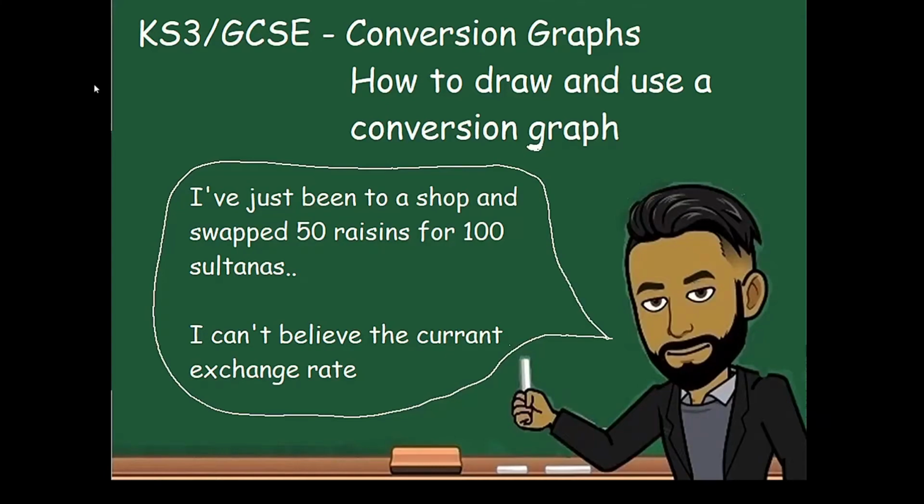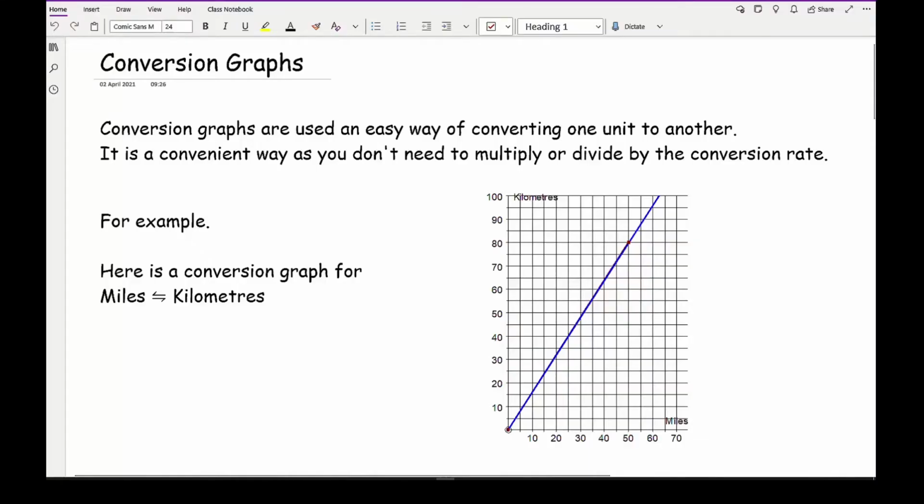So in this video we'll be looking at conversion graphs and focusing on how to draw and use a conversion graph. Conversion graphs are an easy way of converting one unit to another. It's a convenient way as you don't need to multiply or divide by the conversion rate. For example, here you can see a conversion graph that converts miles into kilometers and kilometers into miles.